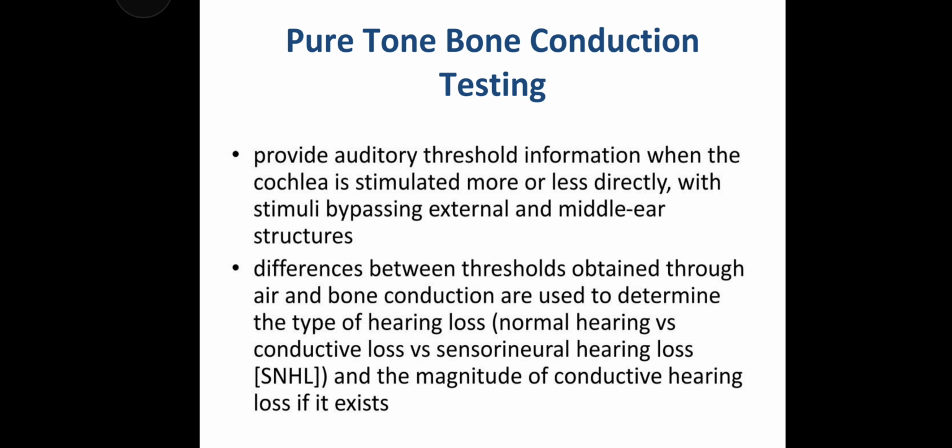Bone conduction testing provides auditory threshold information when the cochlea is stimulated more or less directly with stimuli bypassing external and middle ear structures. Differences between thresholds obtained through air and bone conduction are used to determine the type of hearing loss, normal hearing versus conductive loss versus sensorineural hearing loss, and the magnitude of conductive hearing loss if it exists.